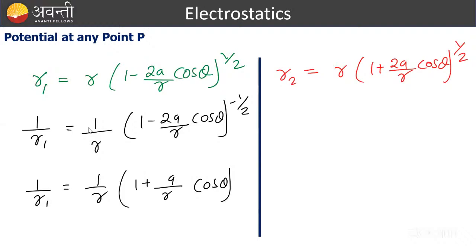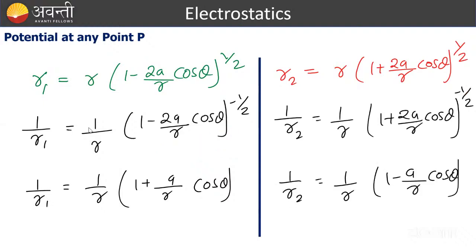So plus हो जाएगा. What it will become? 1 by r. चलो मैं इसको indicate करके लिखती हूँ. 1 by r minus of 1 by 2 into 2a by r cos theta. ऐसे ही लिखोगे ना. माइनस माइनस क्या हो जाएगा? प्लस. सो 2 कैंसिल होगा. 1 plus a by r cos theta. Similarly r2 आप निकालोगे. So 1 by r2 is this. When you will take nx अंदर, you will get 1 by r 1 minus a by r cos theta.